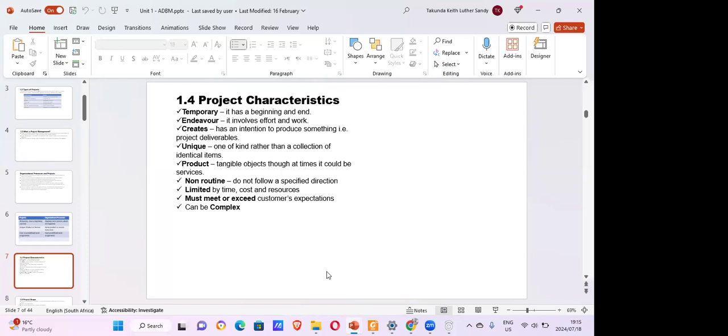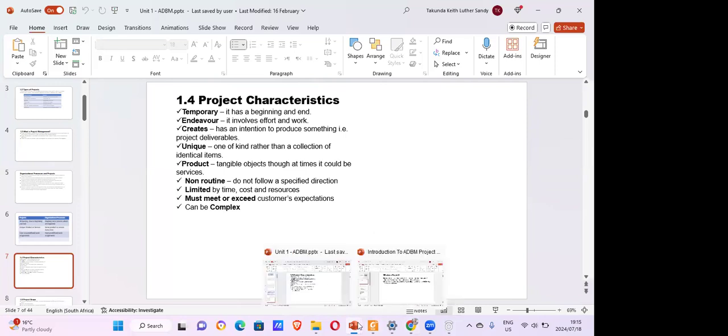A project is limited by time, cost, and resources. As I have said when I was explaining that, you'll be looking at a schedule for that project, and there is a budgeted cost for that project again, all right? And resources that are there again are limited. There are no infinite resources for a project. And at last, a project should meet or exceed the customer's expectation, okay?